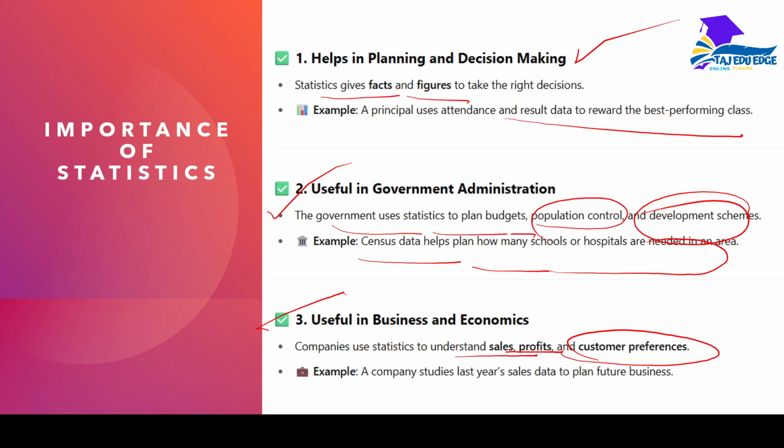An example is a company studies last year's sales data to plan the future business. If the company finds out that the sales have increased, the company will put further efforts to increase the sales. If the company has found that its sales are decreasing, the company has to find the reasons, the causes for the failure, and take further action so that in the future the company increases its sales.